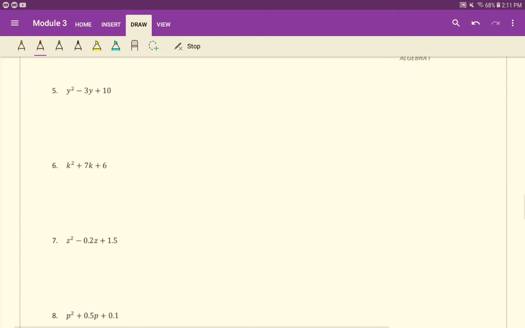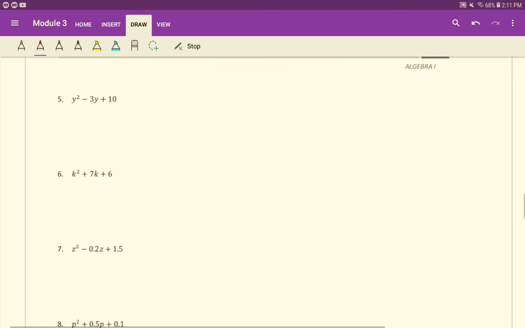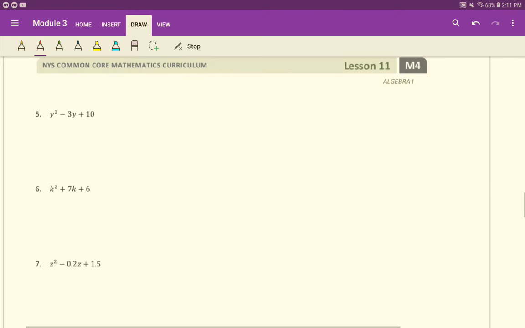So let's do some more completing the square here. Jumping all around. Okay. So, again, separate that plus 10 out. And we'll pretend like it factors here. We're looking for two numbers that add to make -3 and that are the same number.